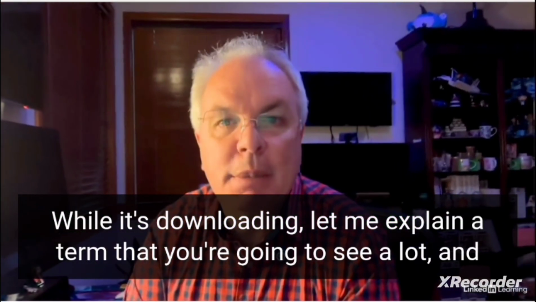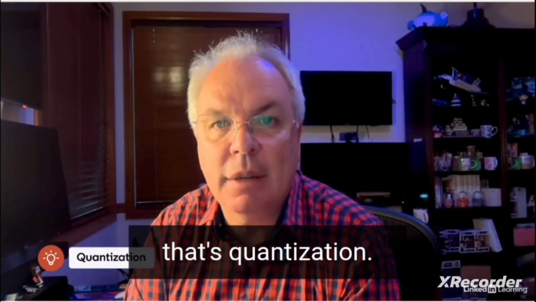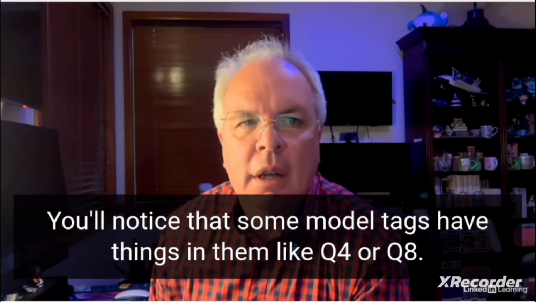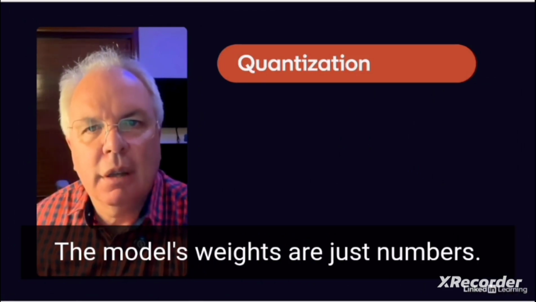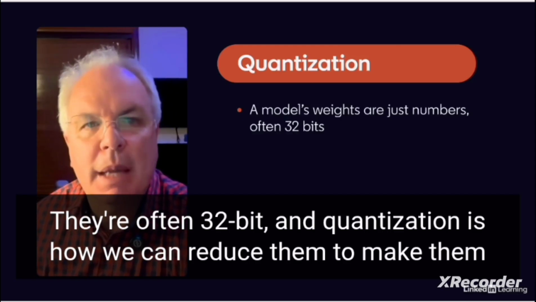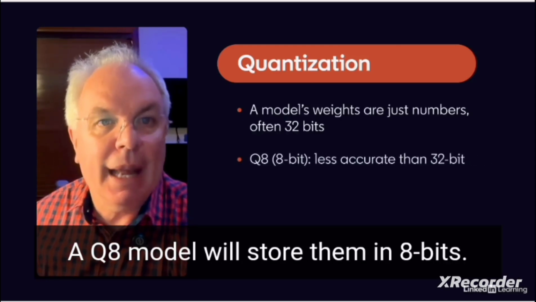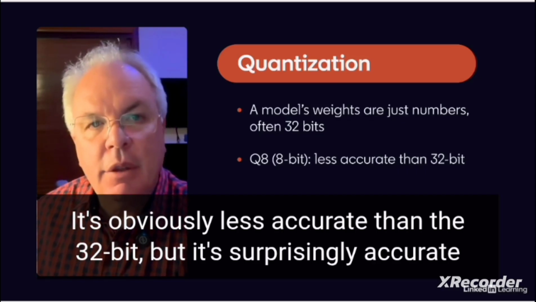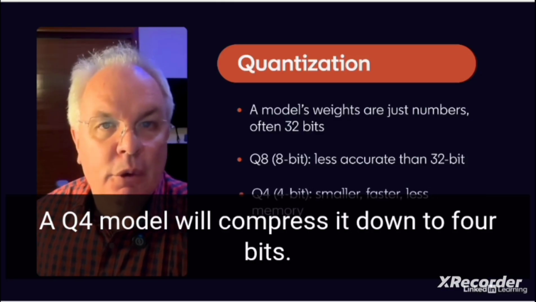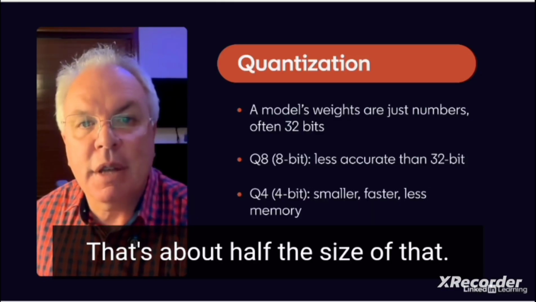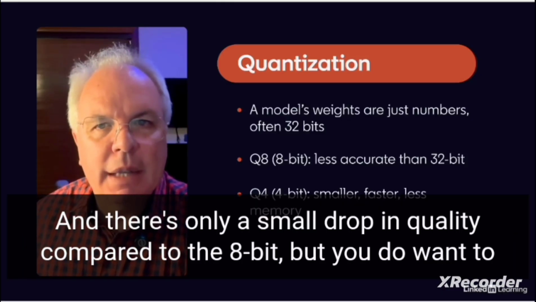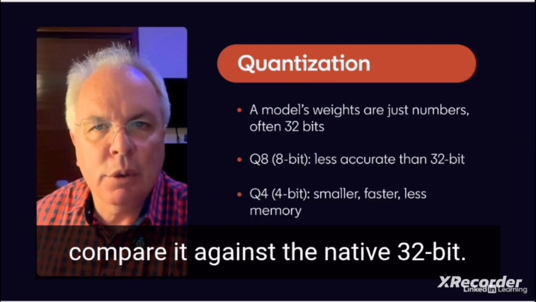While it's downloading, let me explain a term that you're going to see a lot, and that's quantization. You'll notice that some model tags have things in them like Q4 or Q8. What that means is generally the quantization. The model's weights are just numbers, often 32-bit, and quantization is how we can reduce them to make them smaller. A Q8 model will store them in 8 bits. It's obviously less accurate than the 32-bit, but it's surprisingly accurate overall, and it runs really well on a laptop. A Q4 model will compress it down to 4 bits, which is about half the size of that, smaller, faster, and uses less memory. There's only a small drop in quality compared to the 8-bit, but you do want to compare it against the native 32-bit.